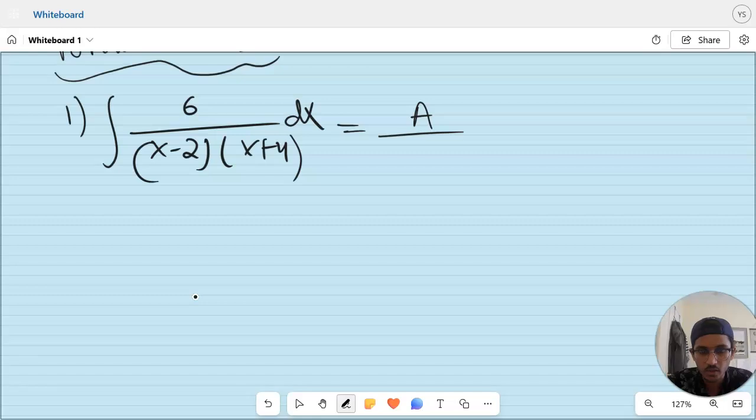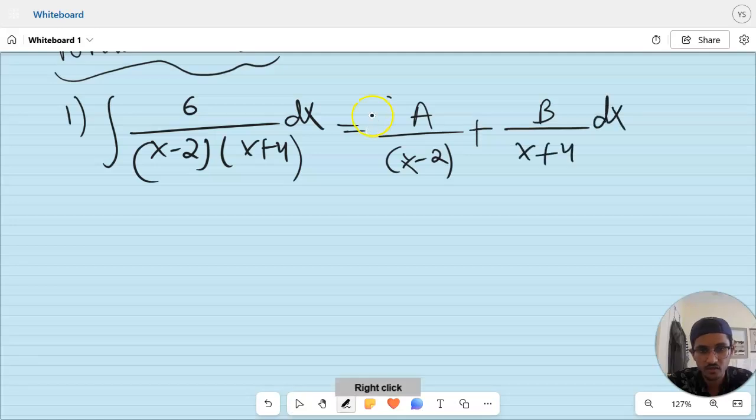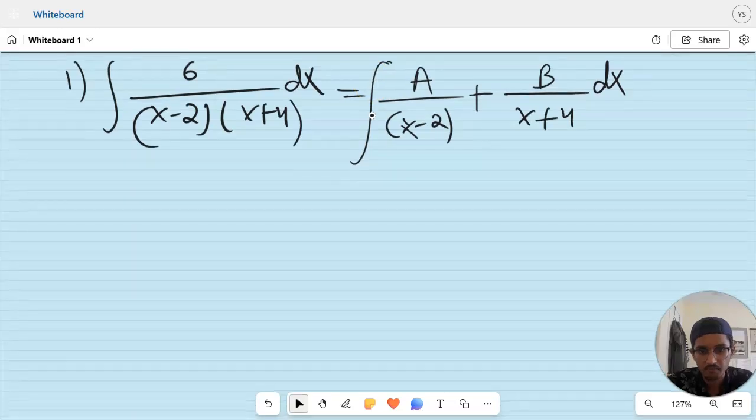And how do we do that? We don't know yet what this number is going to be. We're going to let that number be A, so A over x minus 2, plus another number, we're going to let it be B, so B over x plus 4 dx, and we're going to find the integral of this plus that. Now the next step is to multiply (x minus 2)(x plus 4) to each of these three fractions that we have right now.